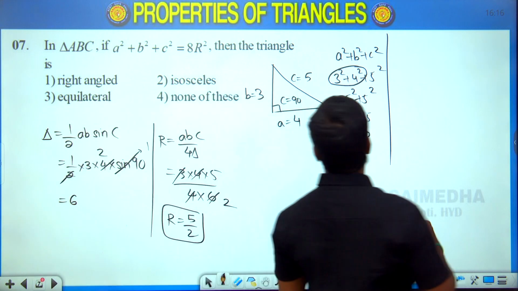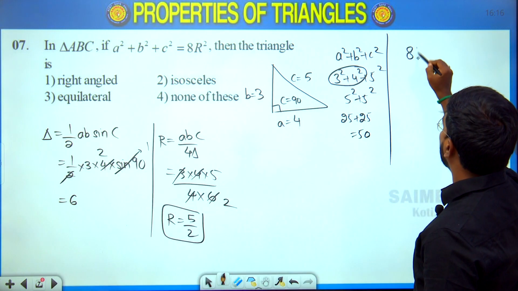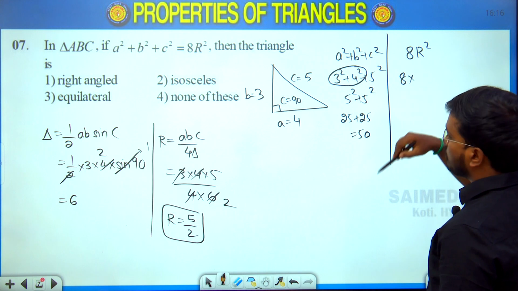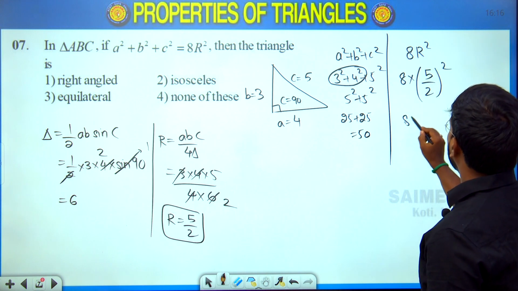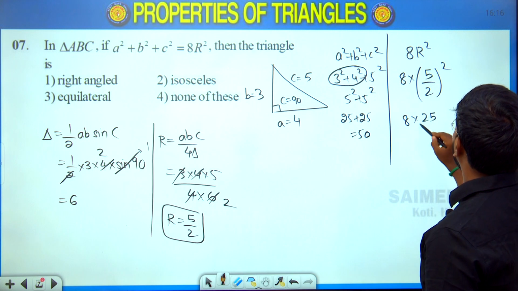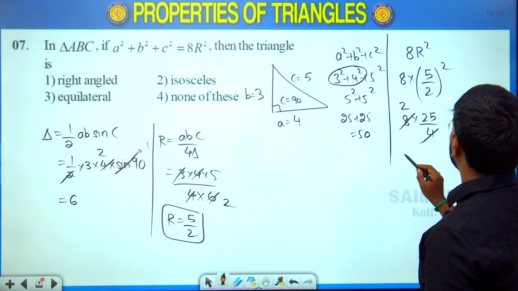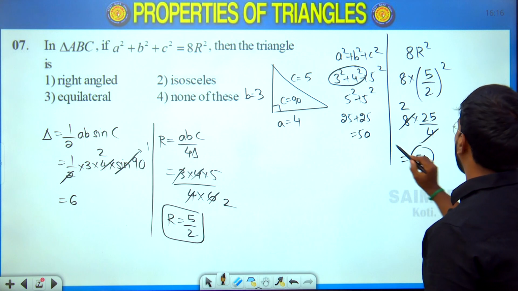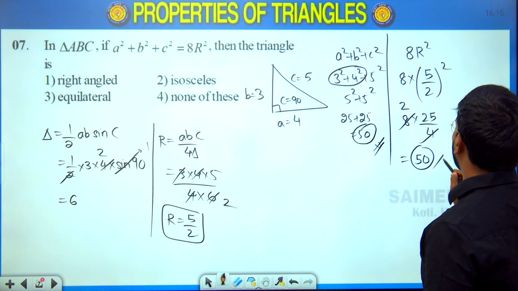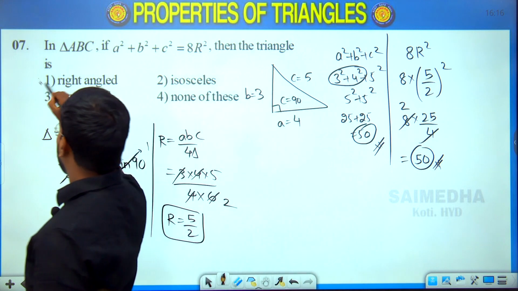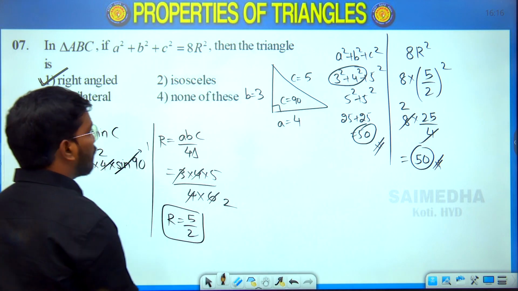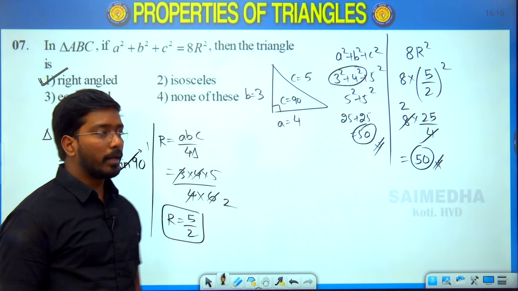Now, let us verify. Right hand side we have 8 times R square. That means 8 times R, R is 5 by 2 whole square. What is it going to become? 5 5s are 25 divided by 4. 4 ones, 4 twos, 25 twos are 50. So, left hand side and right hand side both are getting verified. That means it must be which triangle now? Right angled triangle.